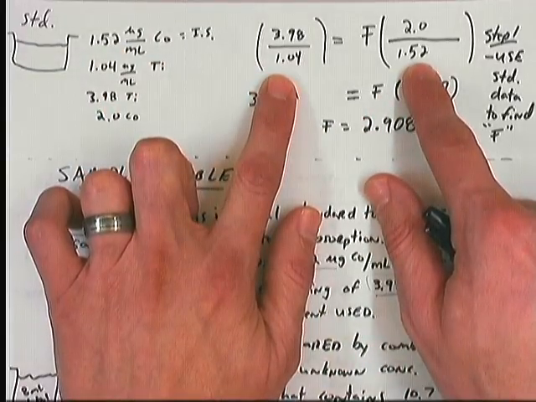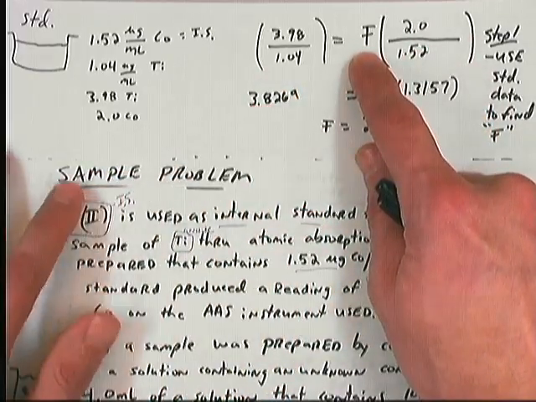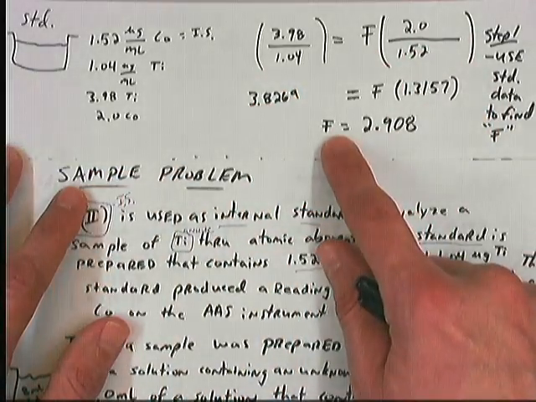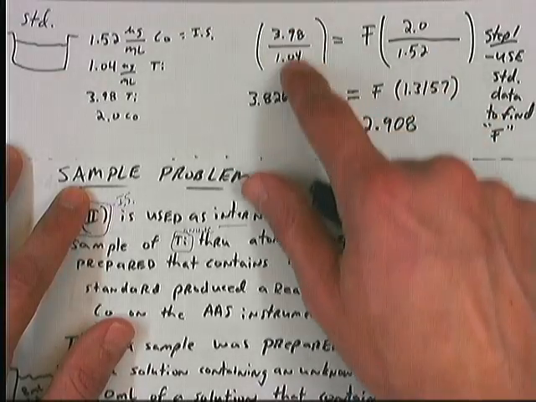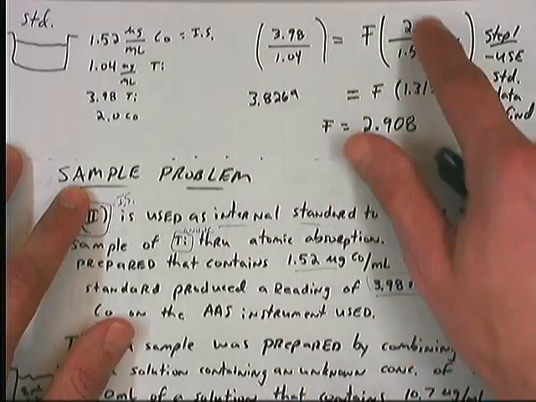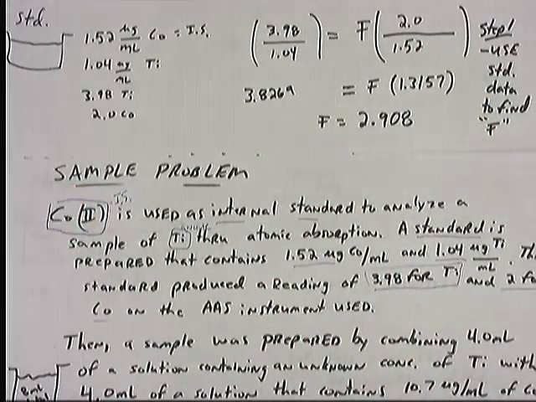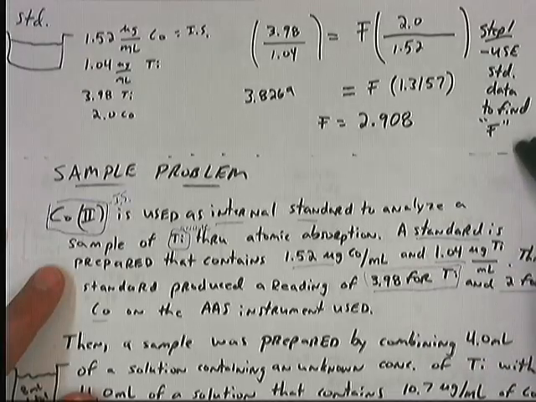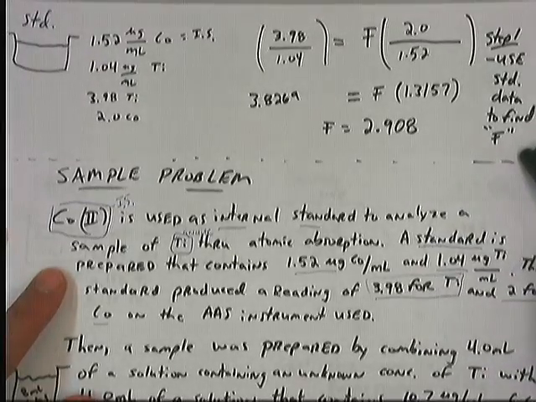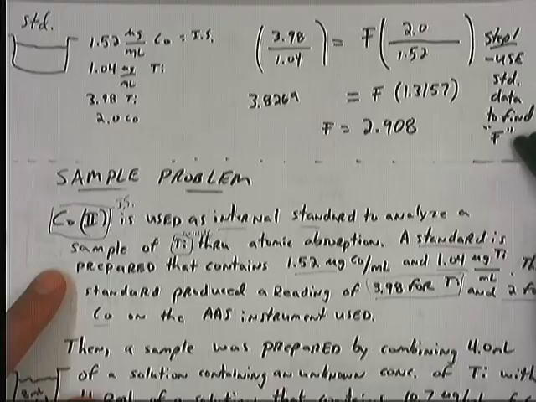Now, of course, what this allows us to do is to numerically solve this equation for F. F is my response function. I do the division here, get this number, do my division here, get this number, and algebraically rearrange to solve for F: 2.908. You will find very often, if you're not given F in the problem, they're going to give you information to solve for F, and that's going to be your first step.